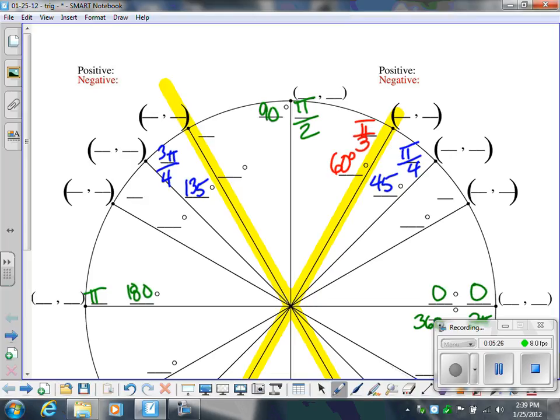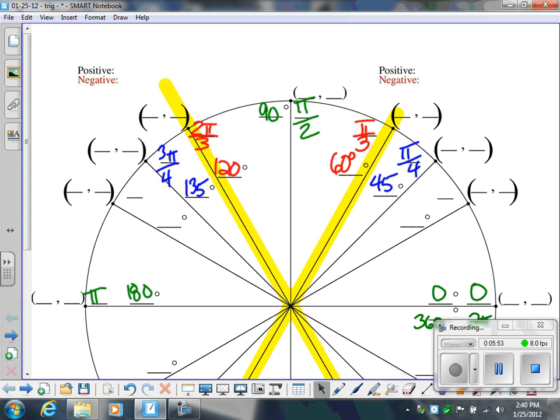4/3. What's this next one over here on the left in the fourth quadrant? This was 4/3. This has to be 5/3. 5 pi over 3. And 180 plus 120 is 300 degrees. And then we would have 6 pi over 3, which is 2 pi, 360 degrees. You guys see it? Okay.